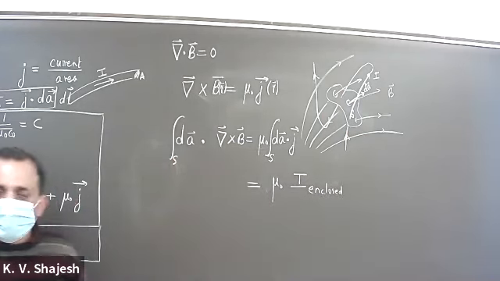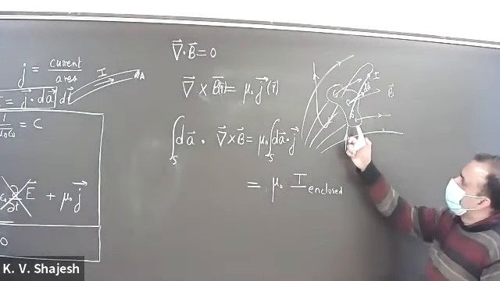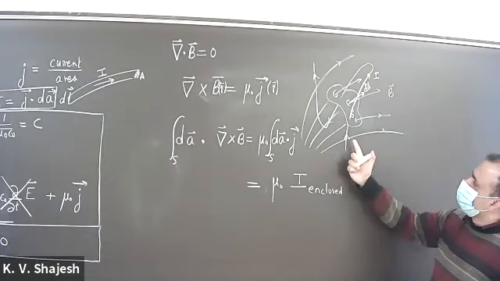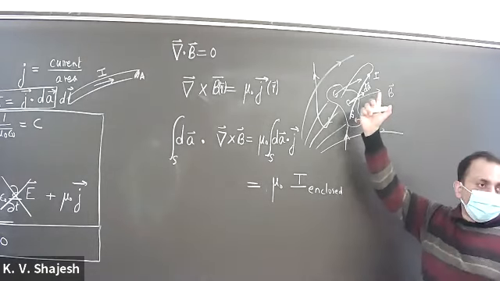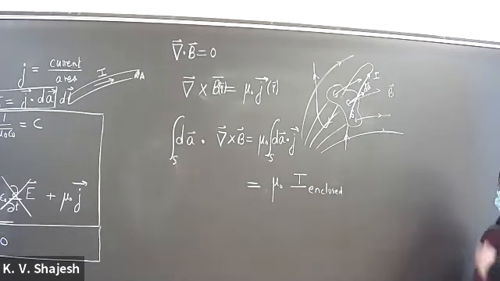Now that brings in a definition here. What do I mean by current enclosed? Calculate all the currents, and there is a direction also here. Certain currents are coming out of the surface, certain currents are going into the surface. So there is a notation in here.